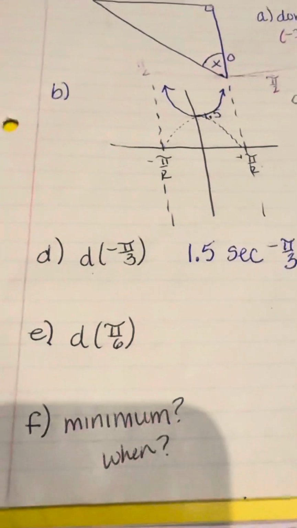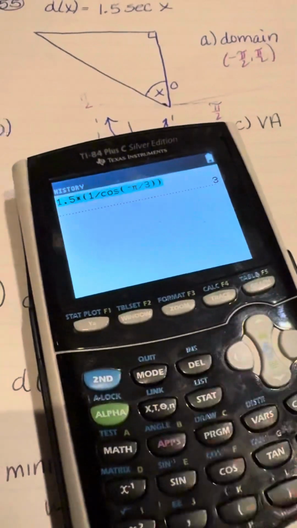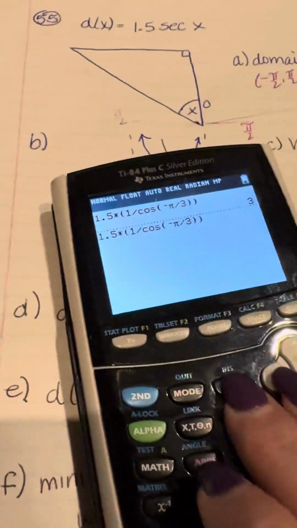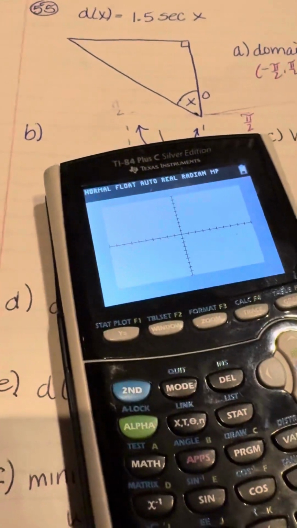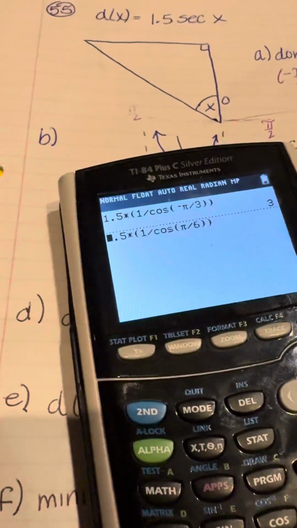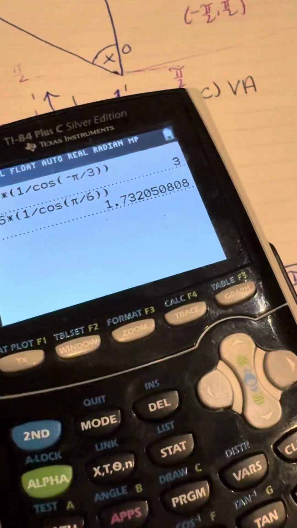And then I'm going to do the same thing here for pi over 6. So instead of typing all that in, I'm just going to go up there and delete this out and change that 3 to a 6 because I'm too lazy to retype it all. Oops, I didn't need to hit graph. Darn it. There we go. And they said to go to the second decimal place, and we get 1.73.